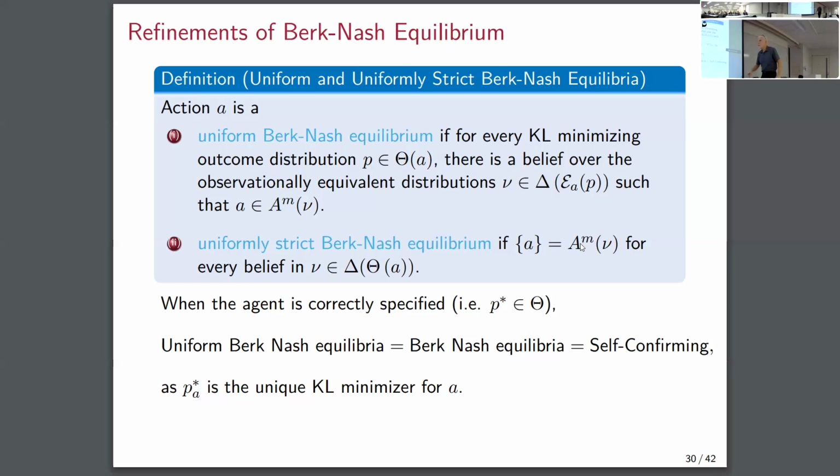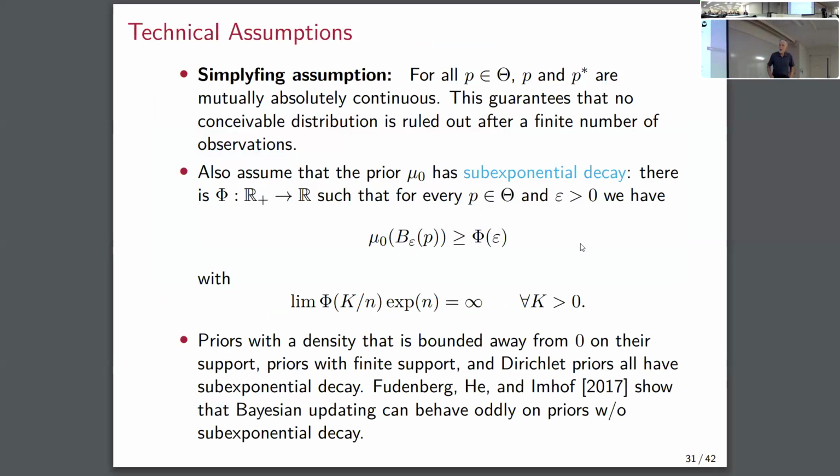But if you're correctly specified, then uniform Berk-Nash equilibrium is the same as Berk-Nash equilibrium, which is the same as self-confirming, because if you're playing action A, there's a unique KL minimizer for action A, namely the truth. You get the path right. You could get the other things wrong. Technical simplifying assumption: for all P in theta, P and P star are mutually absolutely continuous. We don't need that in the paper, but I'm going to assume it.